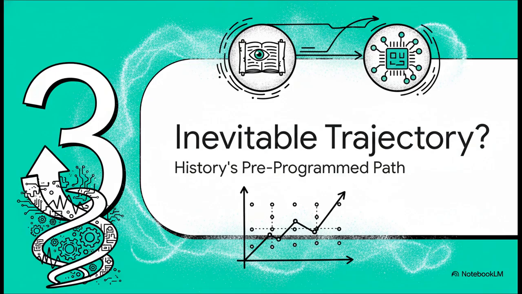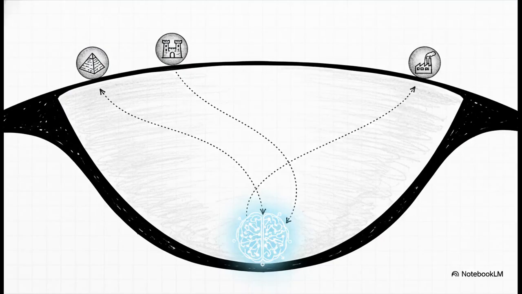And you know what? The data seems to suggest that the answer might just be yes. Scientists who model these huge, complex systems talk about something called an attractor basin. The best way to picture it is to think of a marble rolling around inside a big bowl. It can take all sorts of crazy paths, right? It can bounce off the sides, spin around. Those are your wars, your plagues, your revolutions.